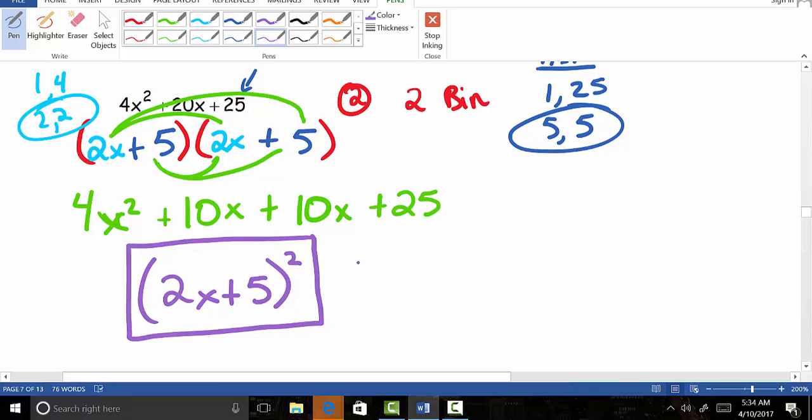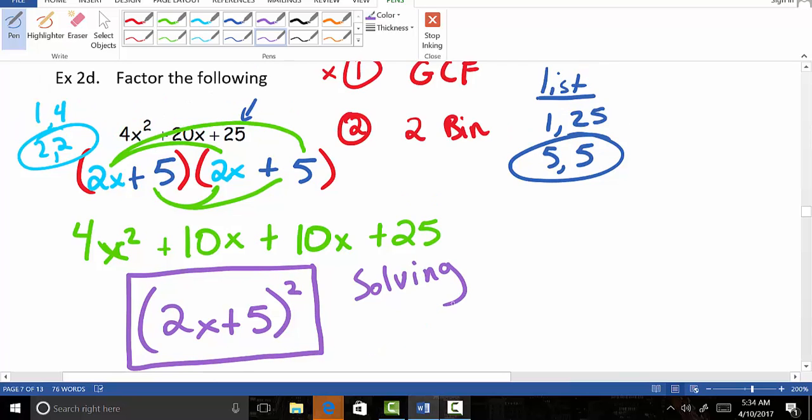And there's reasons, especially for when we get to solving in the very near future. It's going to make things a little bit easier. But again, that is example 2D from our 4.3, 4.4 set of notes.